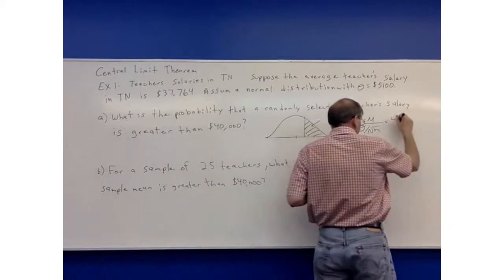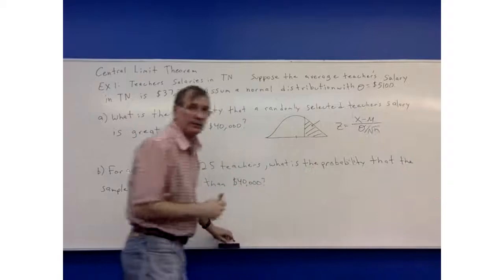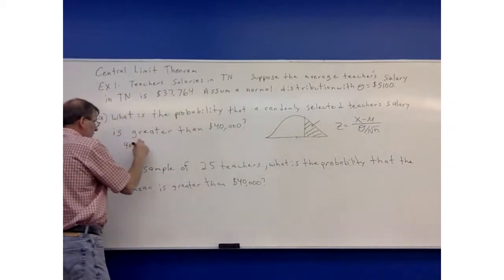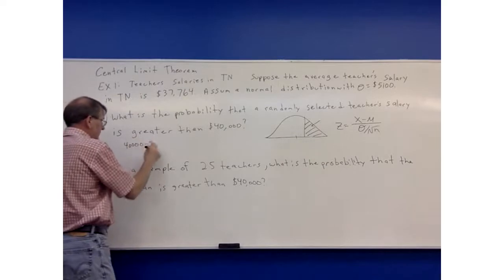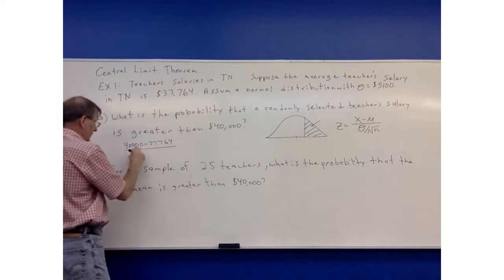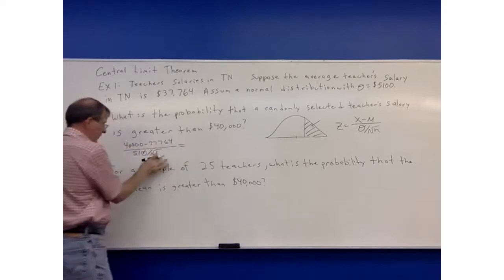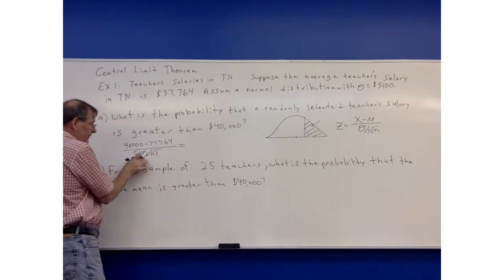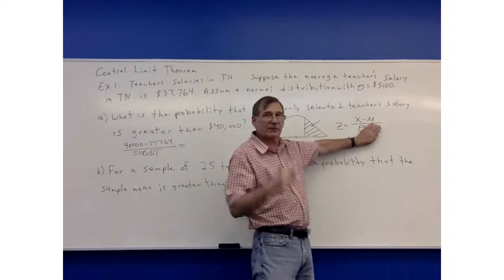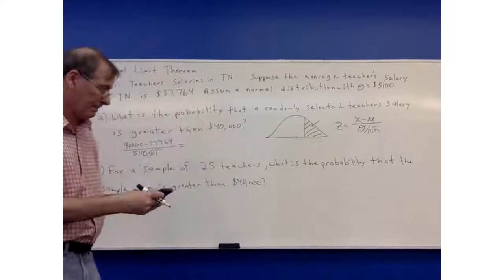So we're going to get 40,000. Whoops, I'm running out of room. I am going to put it over here. 40,000 minus 37,764 over 5,100 divided by the square root of 1. Square root of 1 is 1. 5,100 divided by 1 is 5,100. It reverts to this equation here. This becomes this equation. Now, if we type that in, let's do this right quickly.